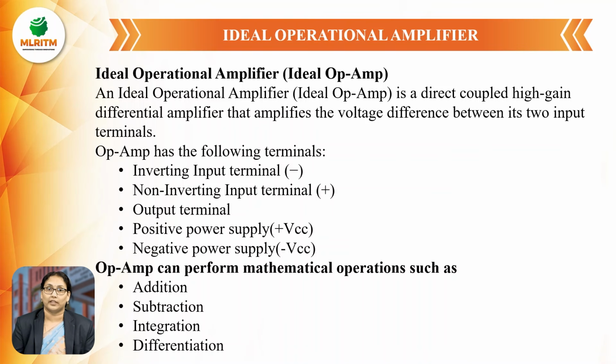Generally, an amplifier is used to strengthen the weak signals. So here the operational amplifier is used to amplify the difference between the two input signals. This operational amplifier can also be used for mathematical operations such as addition, subtraction, integration, differentiation, multiplication, even division also. So that's why this amplifier is called an operational amplifier.